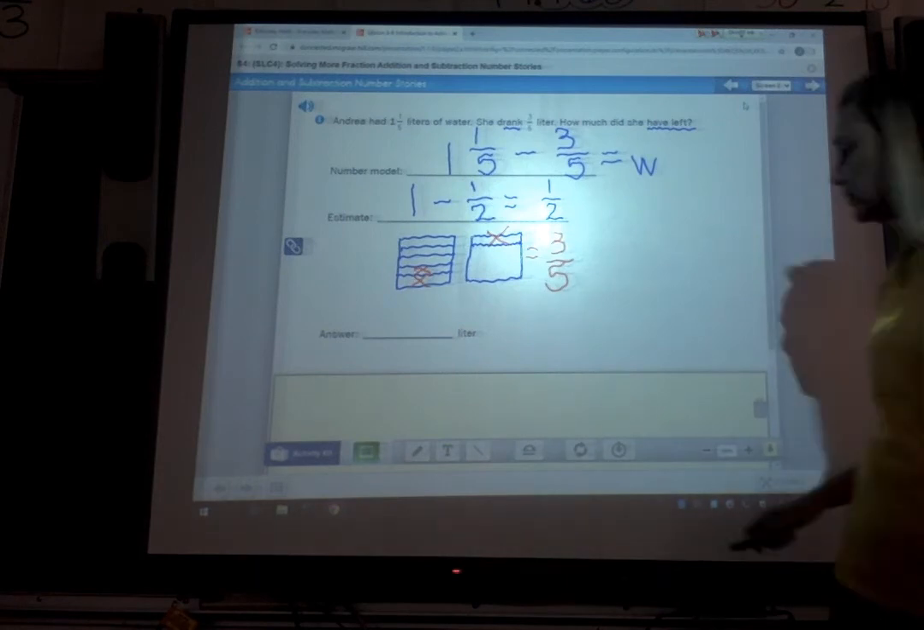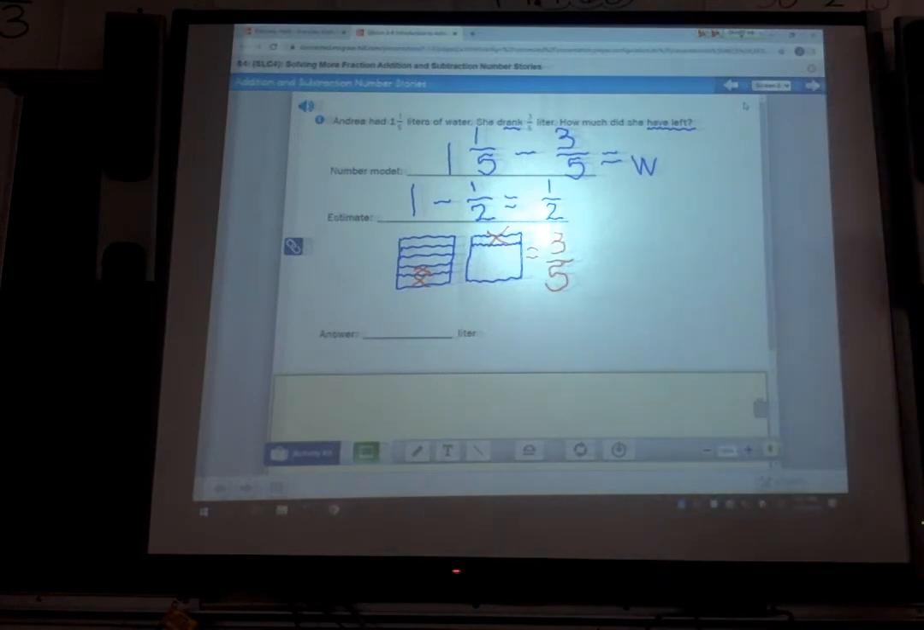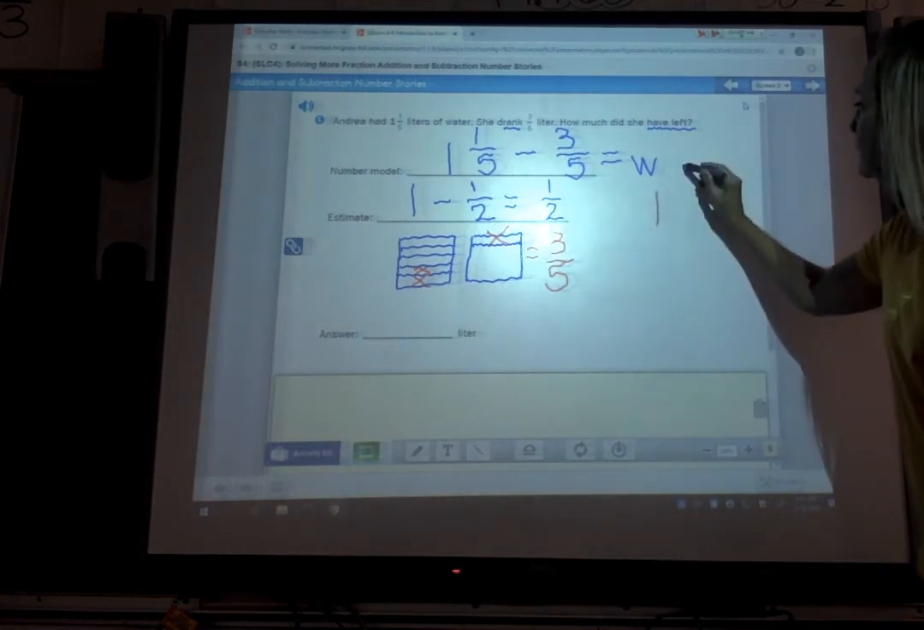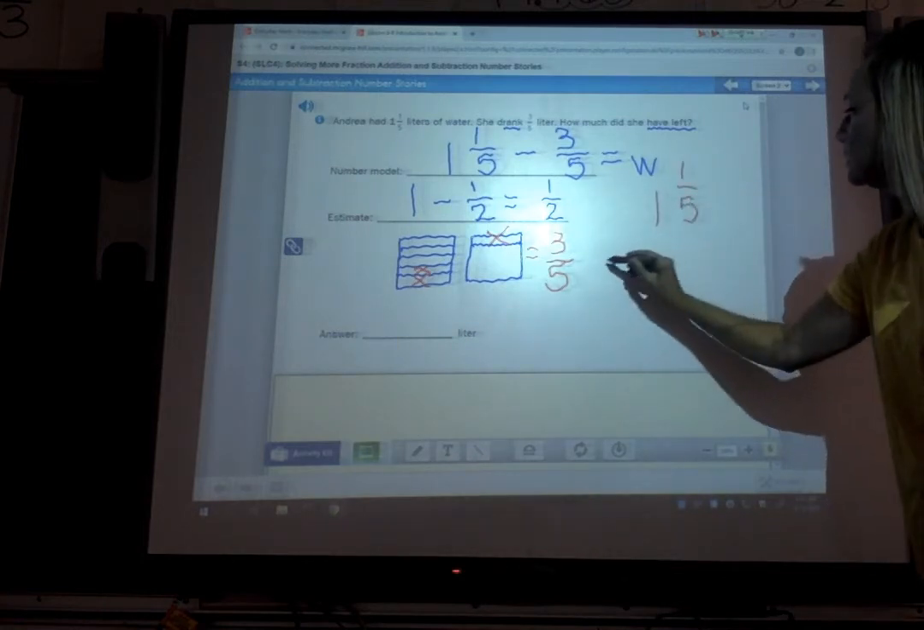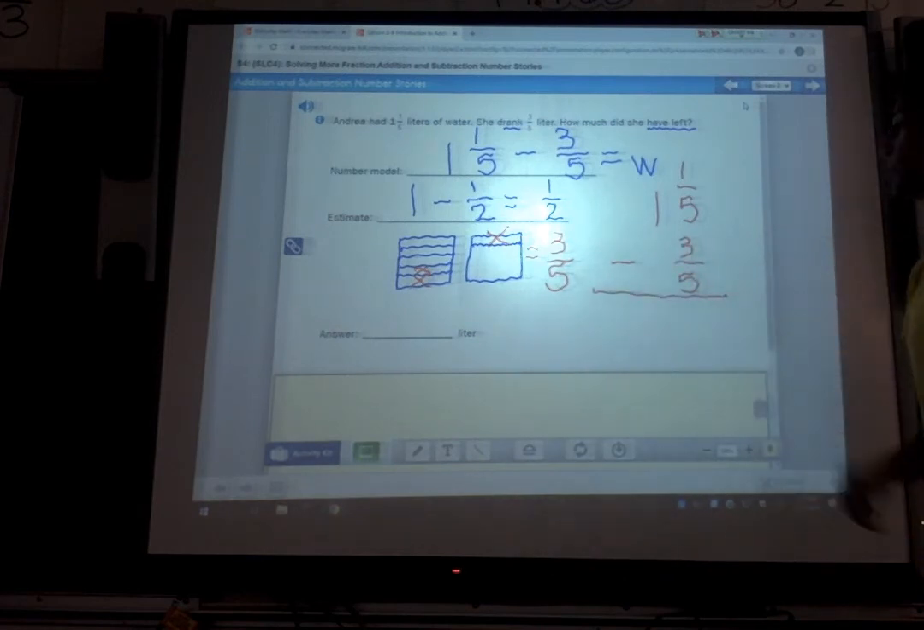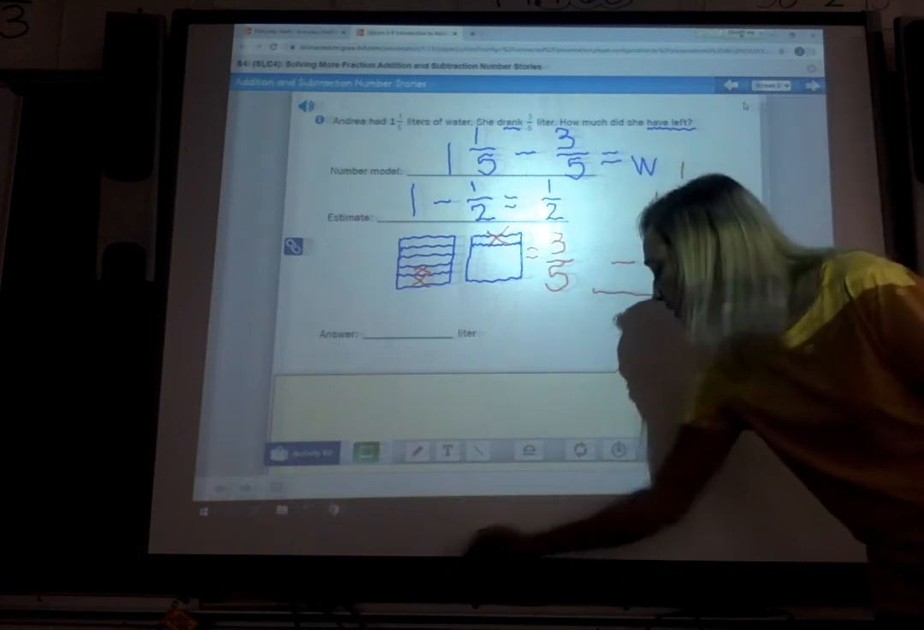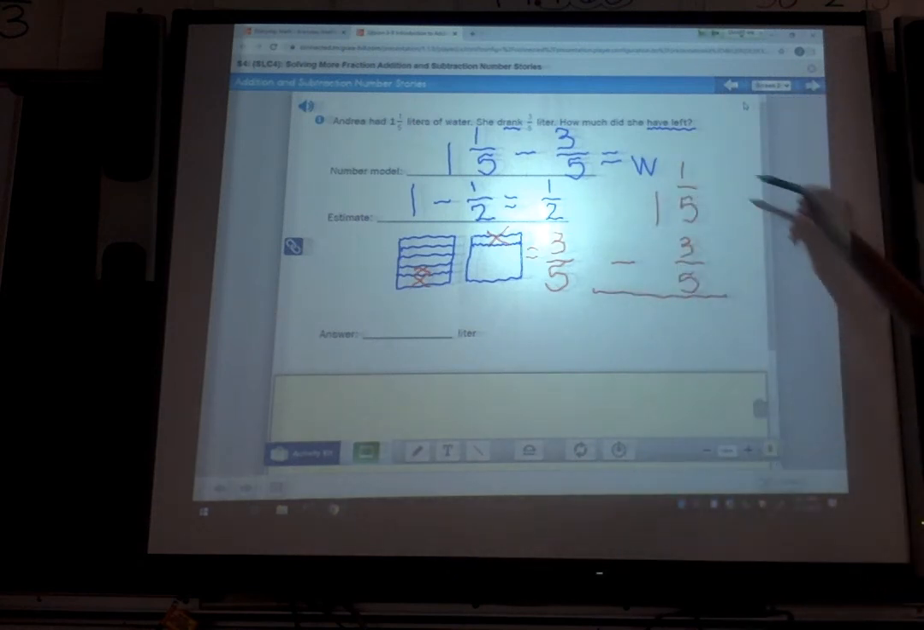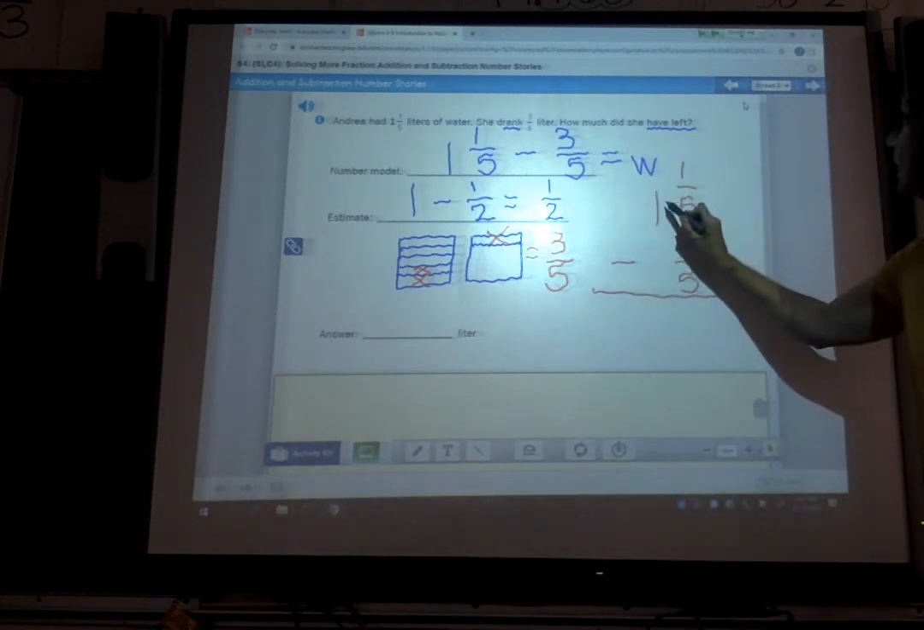All right, now let's look at this by setting it up vertically, mathematically. So I have 1 1/5 minus 3/5. Okay, this one can be a little tricky because if I have 1/5, I can't take 3/5 away. So we're going to do something that might be new for some of you, but the 1/5 is going to borrow from the 1 whole.